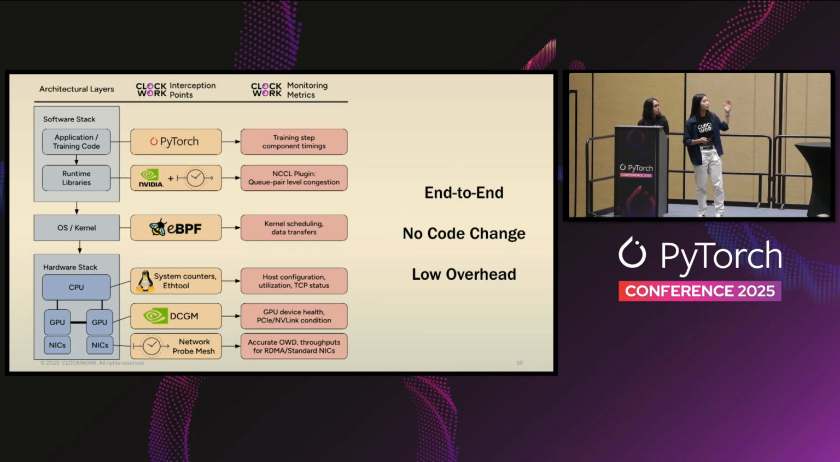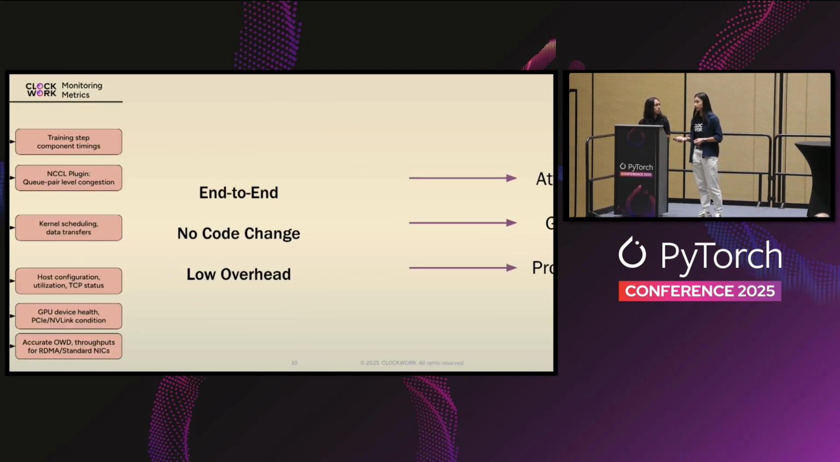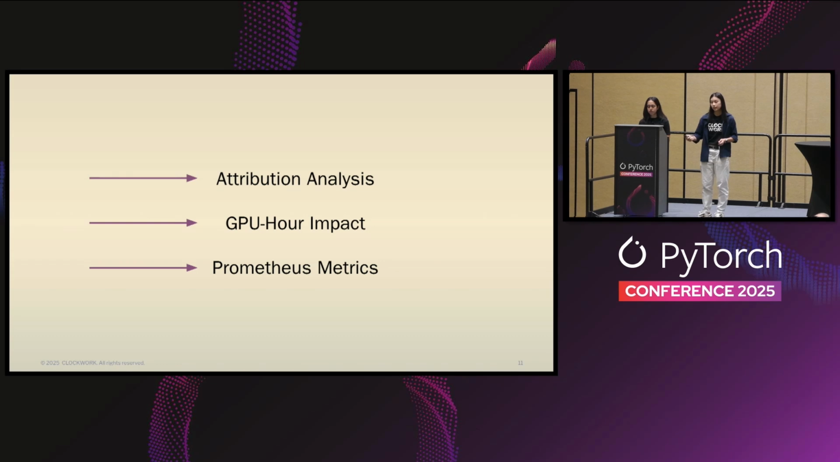And here, we have lots of metrics, but for the users, we want to provide the simplest interface. So we do attribution analysis to pinpoint a failure among hundreds of possible causes. We also quantify impact in terms of GPU hours to help prioritize what issue to resolve first. And all of the above metrics are compatible with Prometheus, so you can easily integrate it into the existing data pipeline. So now we'd like to show a quick demo of our workload monitoring.